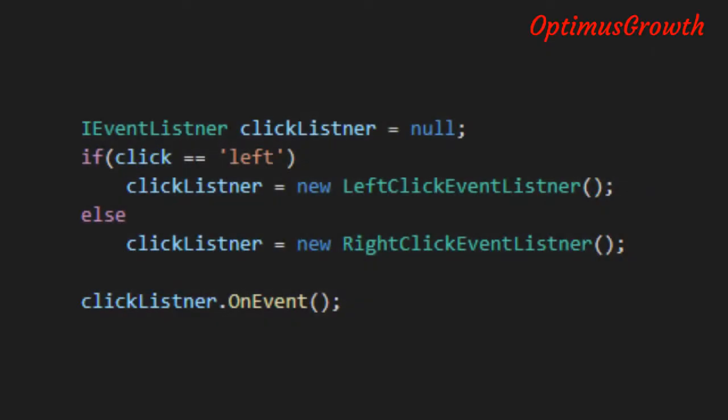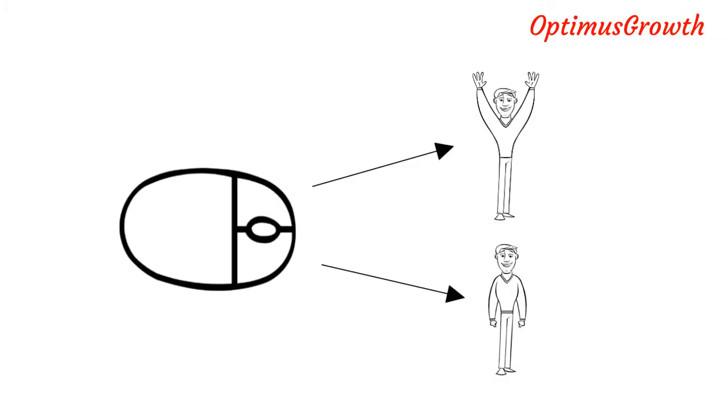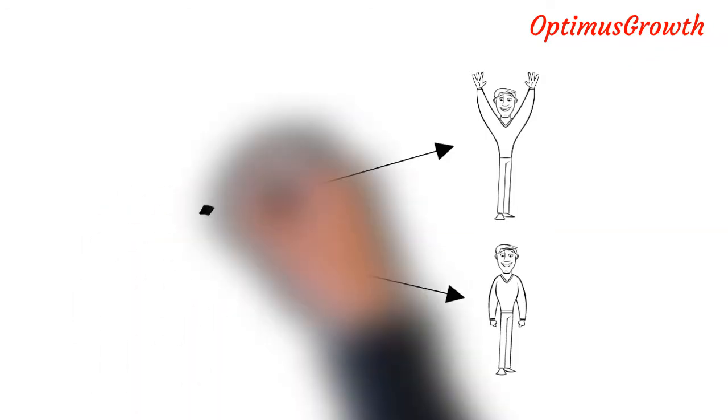Now, when the client code wants to consume IEventListener, it will write code something similar to this, where conditionally it will create the instance of one of the listeners and then invoke the onEvent method on it. Now, this code might look simple, less complex, and in a working condition. But to understand the problem and the need to use the command pattern, we are going to twist the requirement a little bit.